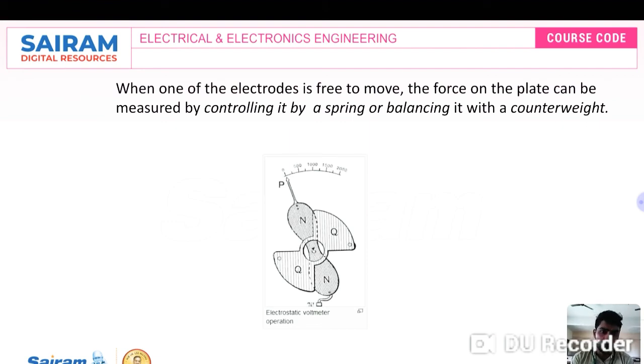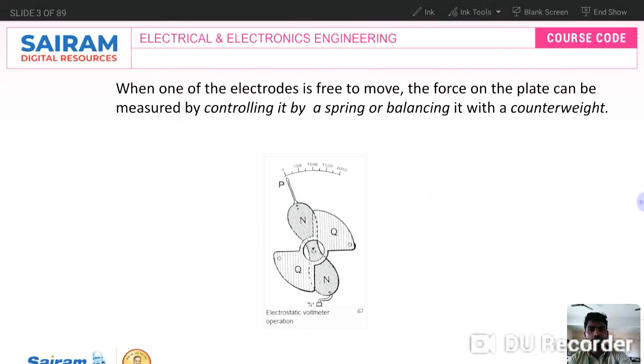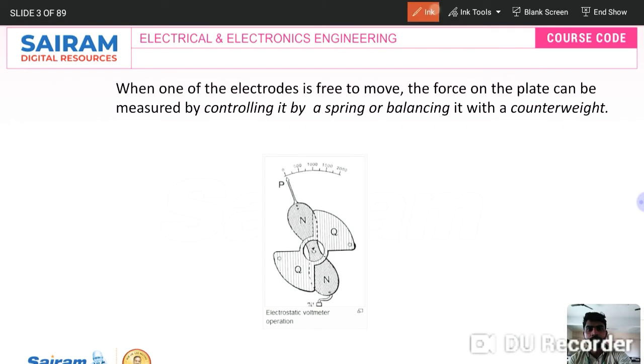As you can see in the diagram, I'll show you using a pointer. Here there is a pointer, and here there is an indication of a scale, and here Q is the charges, and NN is the deflection. This is the internal diagram of the electrostatic voltmeter. When one of the electrodes is free to move, the force on the plate can be measured, controlled by spring balancing without a counterweight.